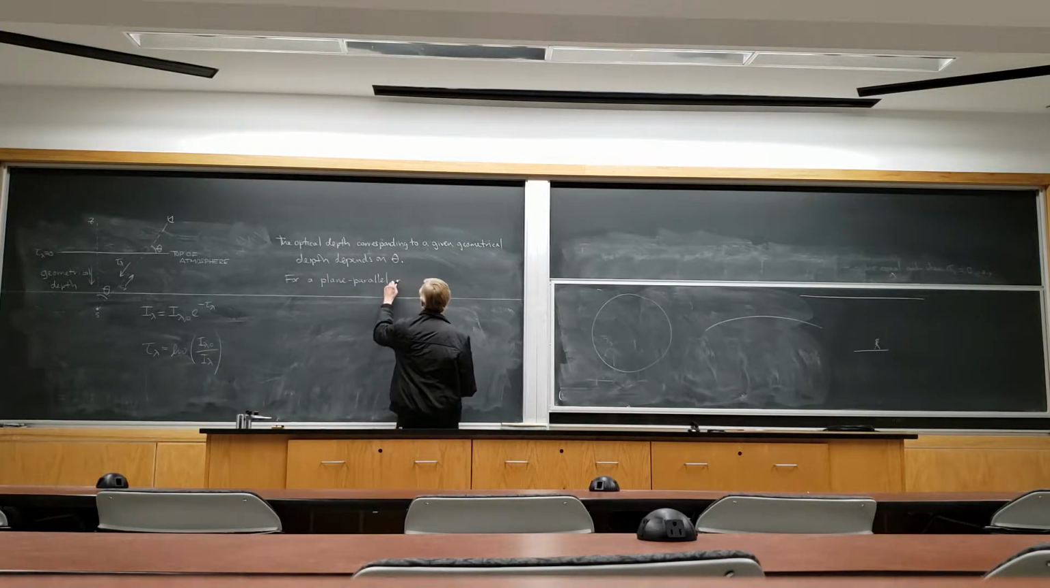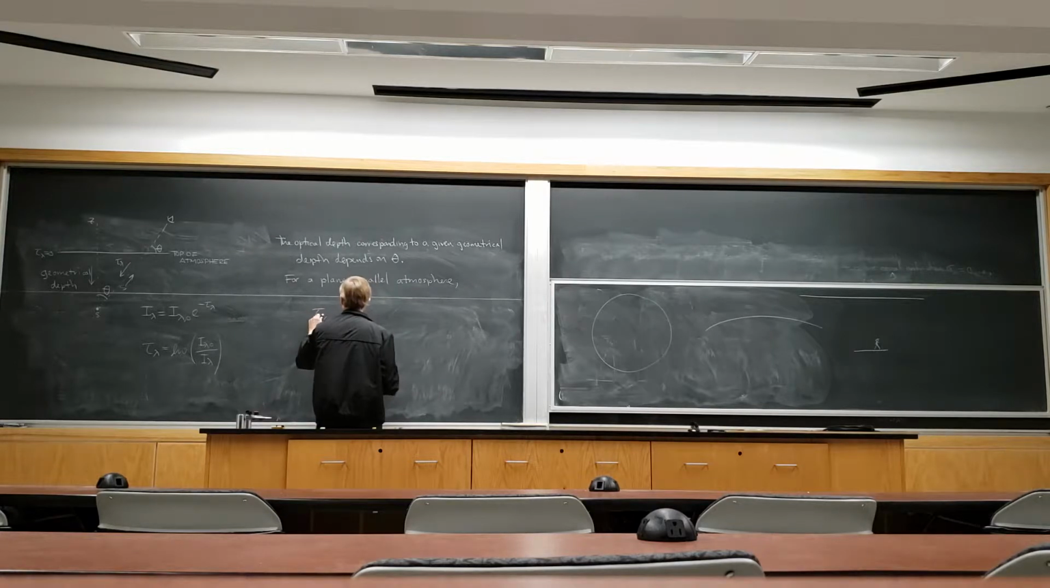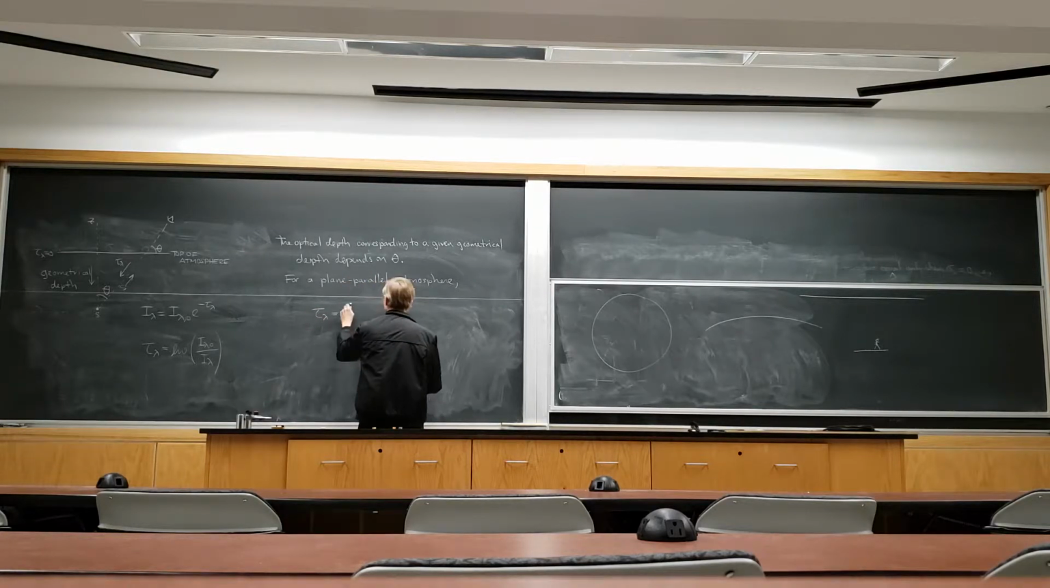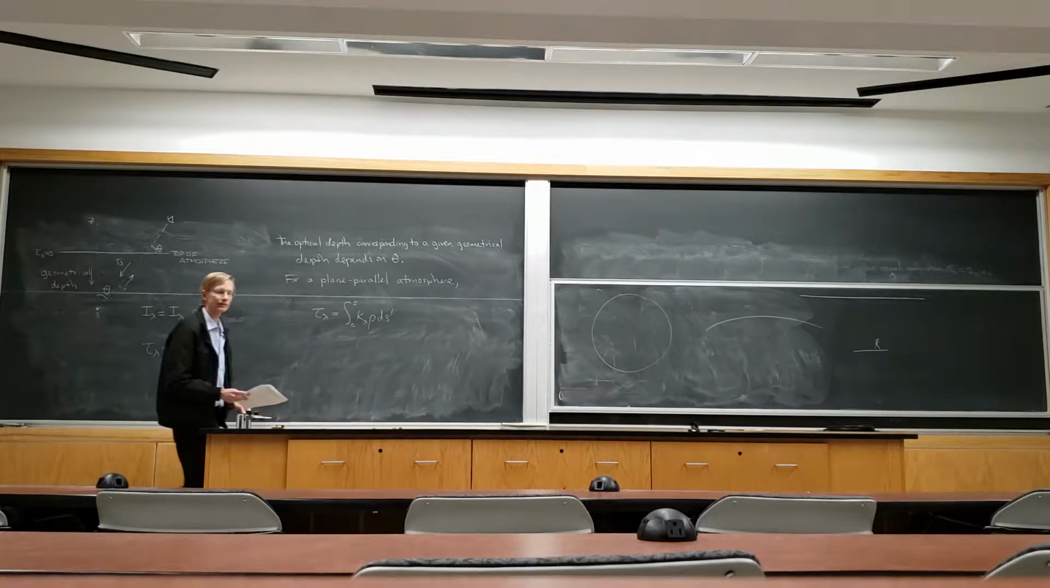For a plane parallel atmosphere, tau lambda is the integral from 0 to s of kappa lambda rho ds prime, because we're good mathematical citizens.